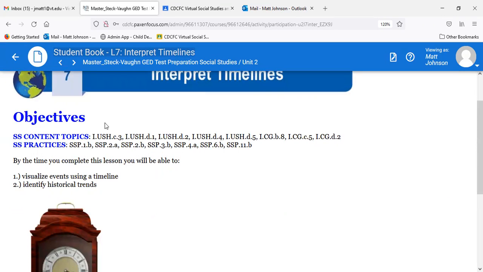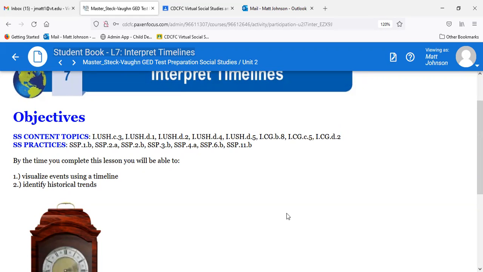By the time we finish up this lesson, you're going to be able to visualize events using a timeline and identify historical trends. In many ways it's a visual way to interpret cause and effect, because you're going to see events as they fall on a timeline. They can get really specific, they can be really vague, they can address different intervals of time. They may be set up in 5-year increments or 10 centuries even. There are long world history timelines that start at the beginning of civilization and things like that.